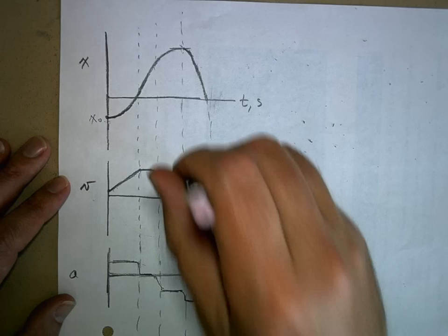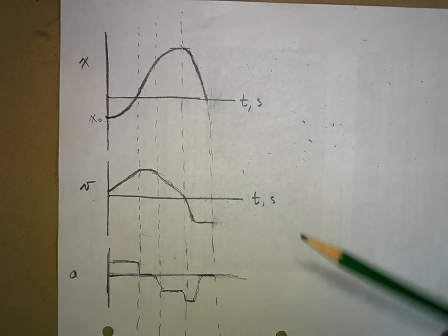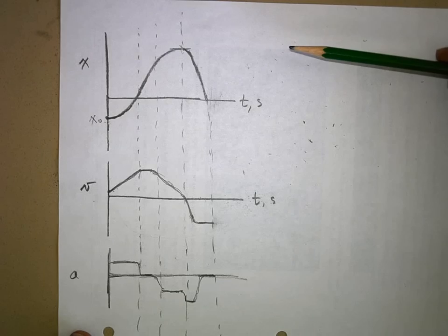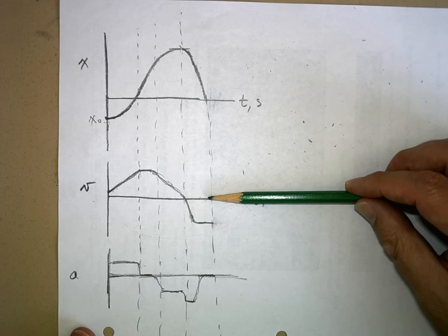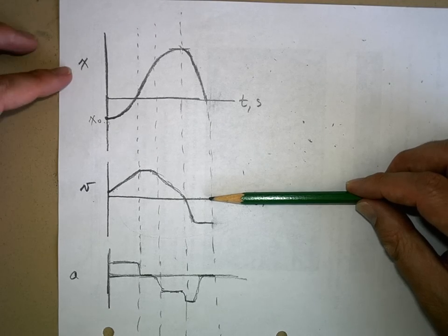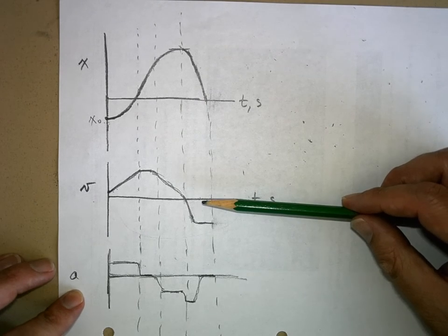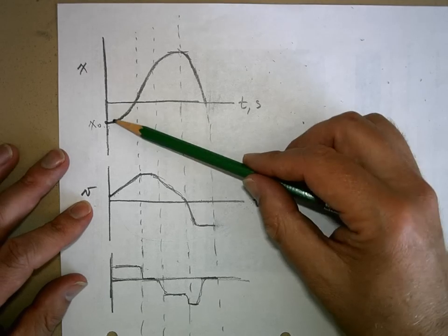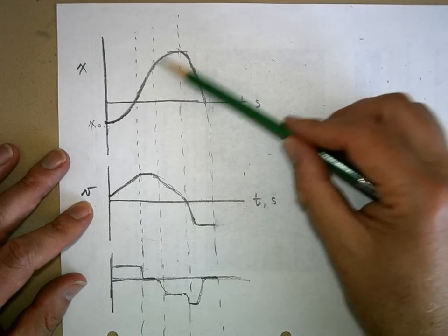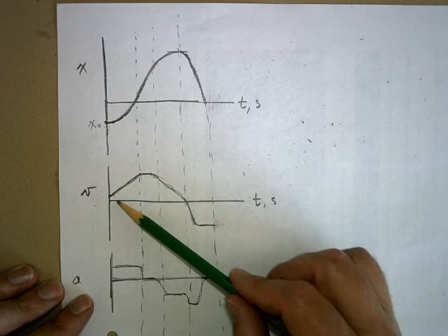Now this is qualitative, but what I'm trying to do here is show you that velocity describes the slope of position, and acceleration describes the slope of velocity. Slope, what does that mean? That slope is the rate of change of position. That's velocity. Acceleration is the rate of change of velocity.